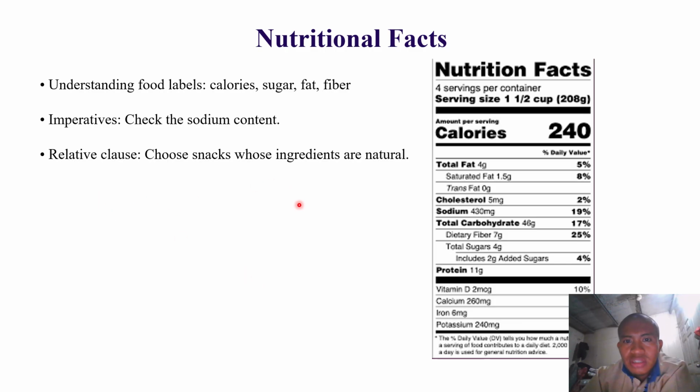Relative clause. Choose snacks whose ingredients are natural. Once again, we see here the whose clause is surrounded by two sentences, two verbs. One is here, the other is here. This is the relative clause, or adjective clause.